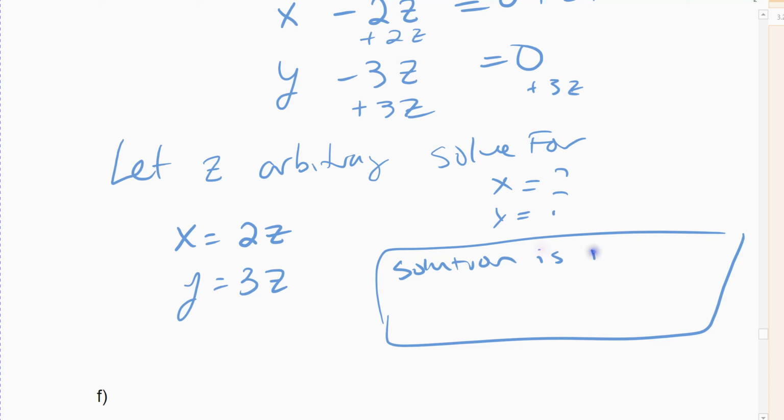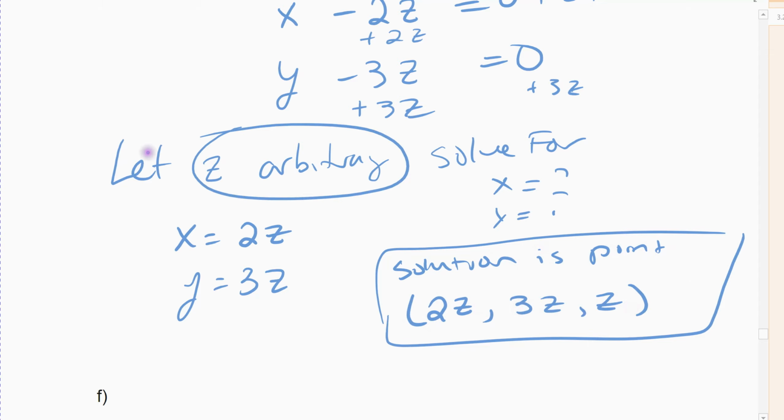is the point where x has to be 2 times my z variable, y has to be 3 times my z variable, and z gets to be whatever it wants to be. If I pick z between infinity and negative infinity, in order to find a point that's on my system, I just multiply my x by 2z, multiply my y by 3z, and z is whatever z I picked.